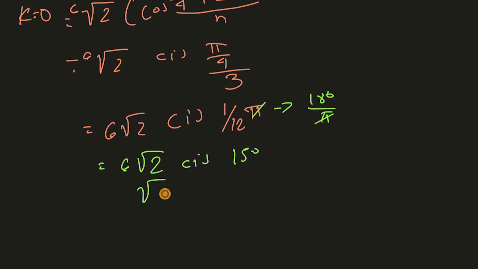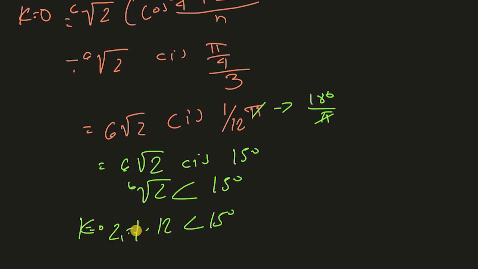That's square root of 2, 6, angle of 15 degrees. We can simplify this further. That would be 6 square root of 2, that would be 1.12. So this is our first root. When k is equals to 0, our first root is ito.